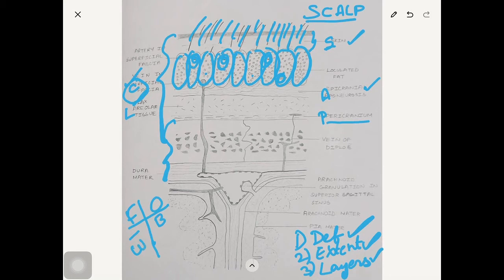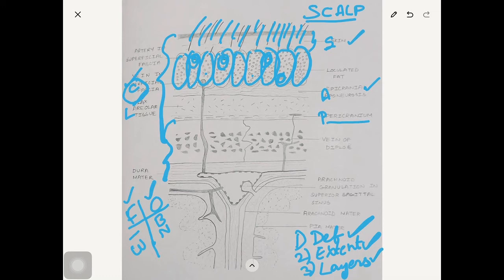And these occipital bellies are narrower and they are separated by an interval. If you see the origin of the occipital bellies, they take origin from the superior nuchal line. But these frontal bellies do not have the bony origin. They take origin from the subcutaneous tissue of the eyebrows and the root of the nose.